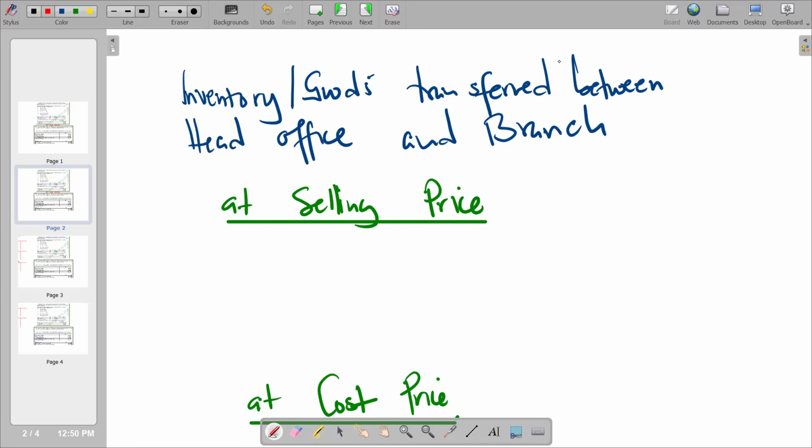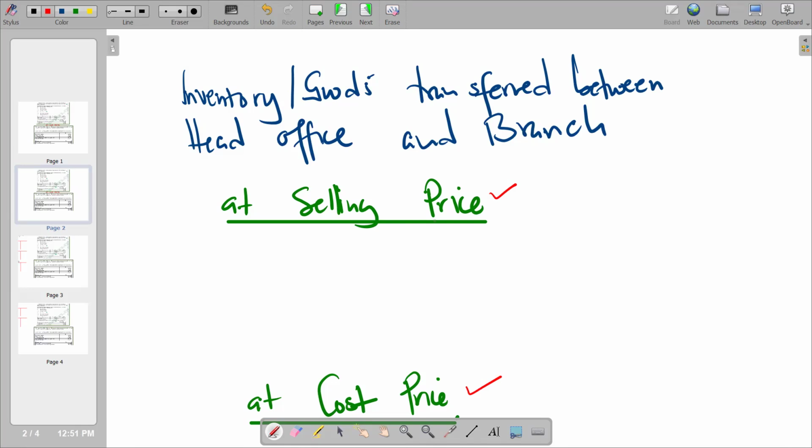In this video, I want to look at the double entry that involves a transfer of inventory or goods between the head office and a branch. So you're going to see that the questions that we are going to be going through involve goods that are being transferred at selling price, and also we have those that are going to be transferred at cost price. So depending on the question, you need to know the double entry that is involved when they are transferred at selling price.